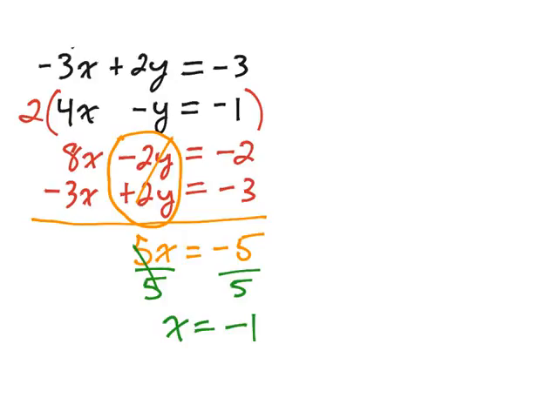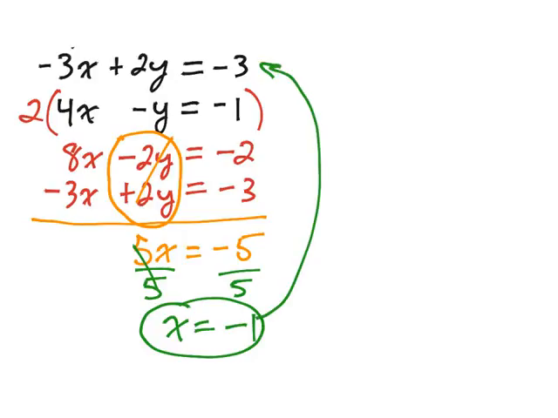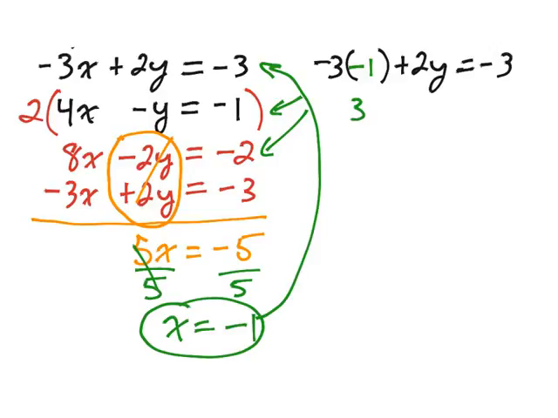And all we need to do now with that value of negative 1 is once again take it. We can substitute it into any one of these equations on the top. Okay? So I'm just going to go ahead and take the very first equation, which is negative 3 times the value of x plus 2y equals negative 3. And the value of x is negative 1. So now let's work that out. Negative 3 times negative 1, that's positive 3, plus 2y equals negative 3.